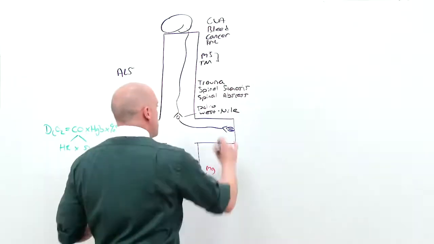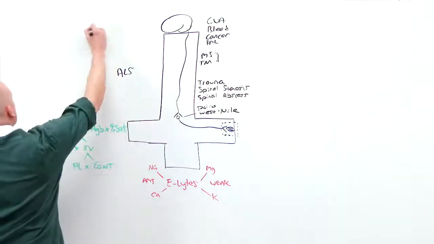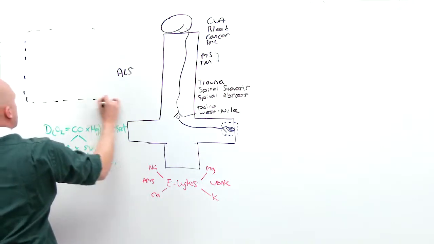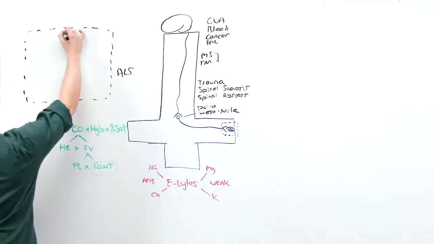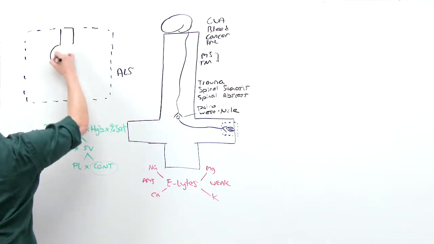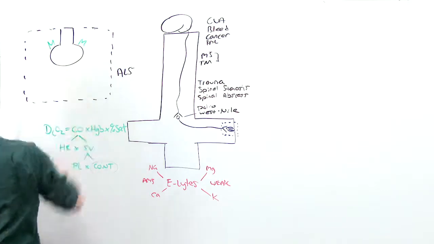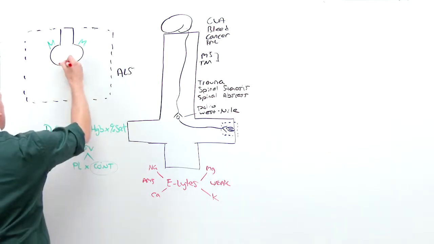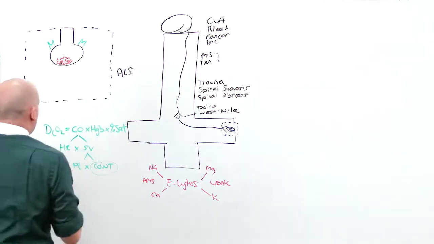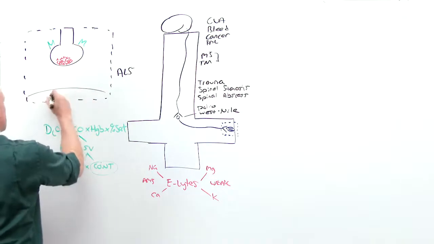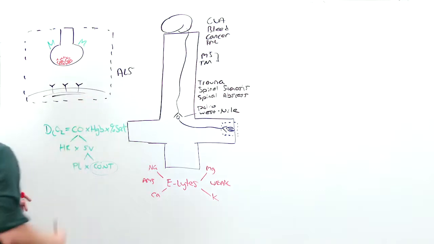But I want to jump ahead to the end plate. I'll draw a dotted box over here so we know where we're at. This is a presynaptic neuron with calcium channels on it and many prepackaged acetylcholine vesicles. On the postsynaptic side, we have the skeletal muscle with nicotinic acetylcholine receptors.